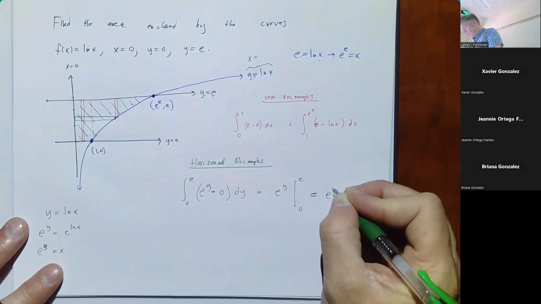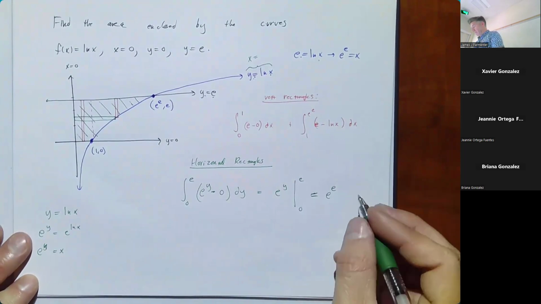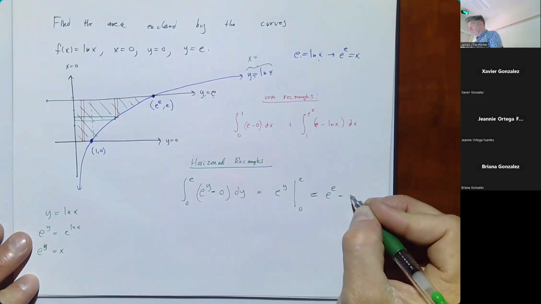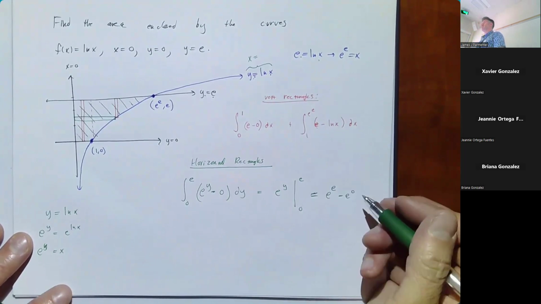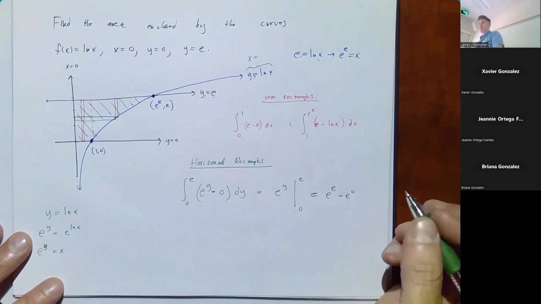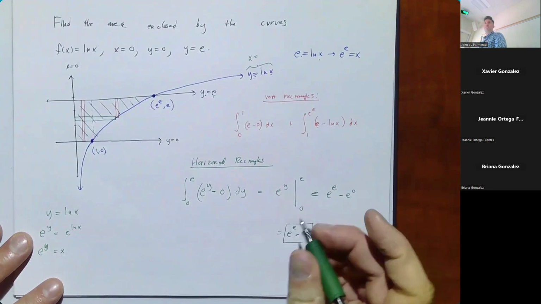We're going to get e to the e, and don't sleep on this. It's not just e to the e, it's e to the e minus e to the 0, which is 1. So be careful. Sometimes when you plug in 0, you don't just get 0. Sometimes you get other numbers. So you get e to the e minus 1. Cool.